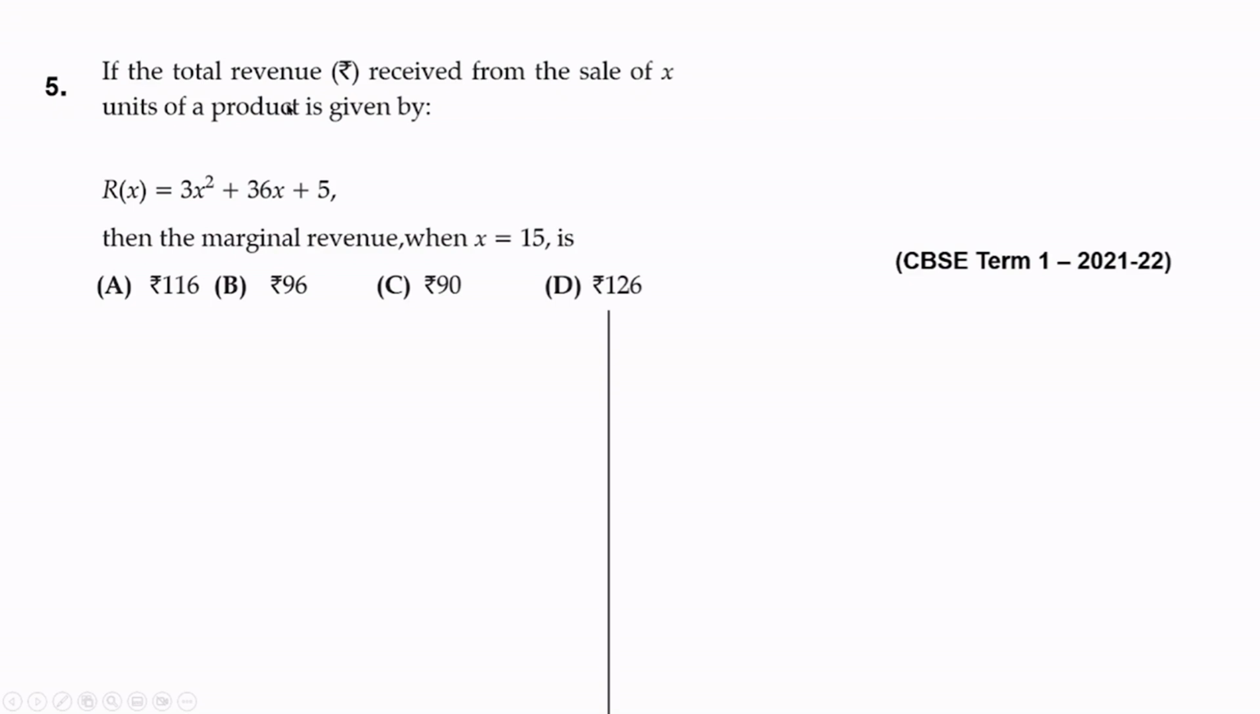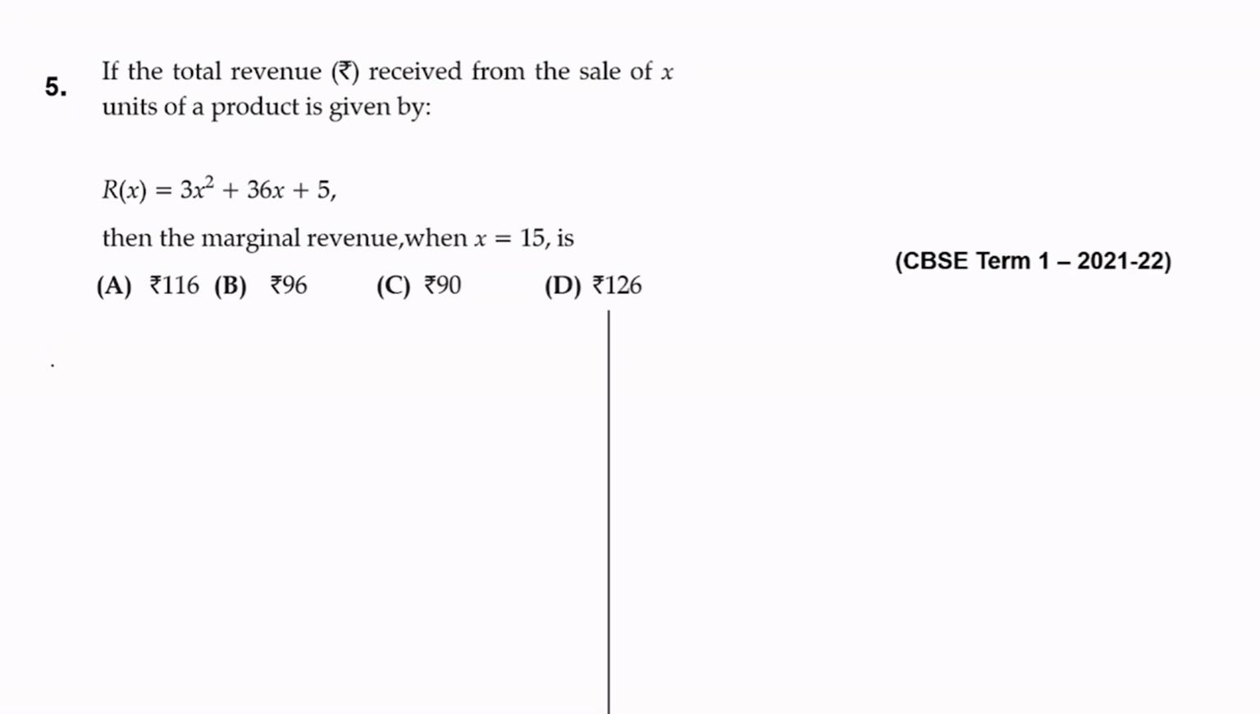Next question, the total revenue in rupees received from the sale of x units of a product is given by r of x is equal to 3x square plus 36x plus 5. Then the marginal revenue when x equal to 15 is. So here the total revenue function is given. We have to find the marginal revenue when x is equal to 15. So this is a very easy question.